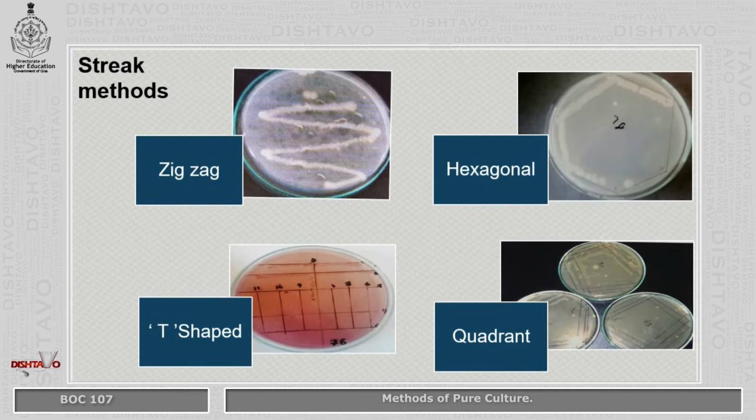In the quadrant method, the streaking is done in the 4 areas. And again, when we incubate the plates after streaking at the required temperature for 24 hours, after 24 hours, the microbial growth will be seen only on the streaked areas, that is, in the 4 areas, means in the quadrant. In the T-shaped method, as you can see in the picture, the streaking is done in a T-shaped manner and the microbial growth will be restricted only to this streaked area.